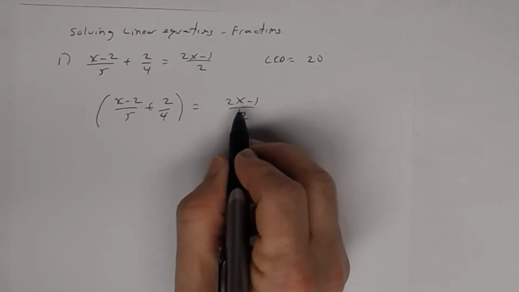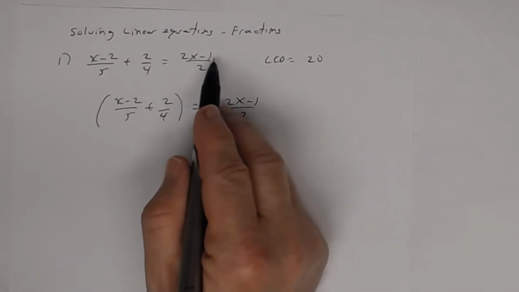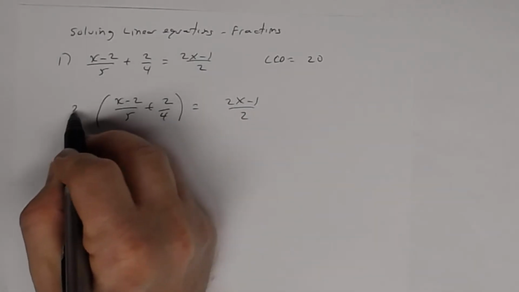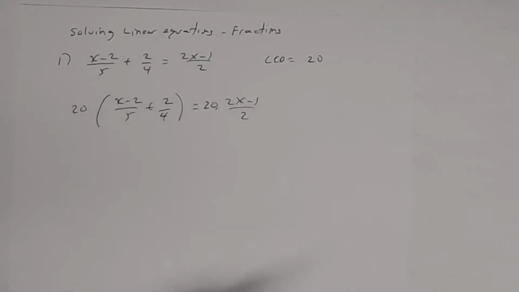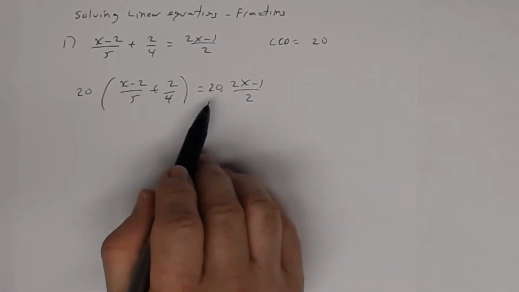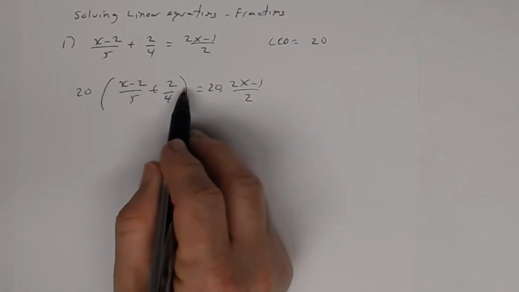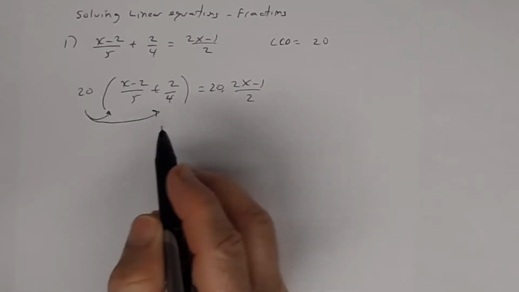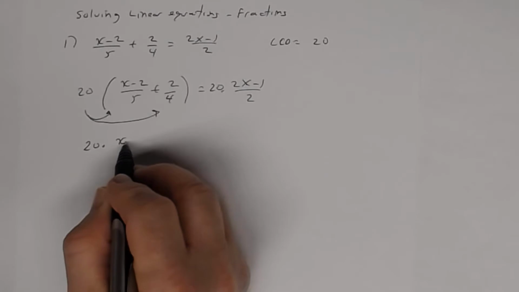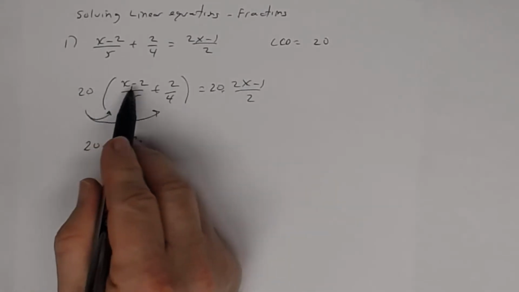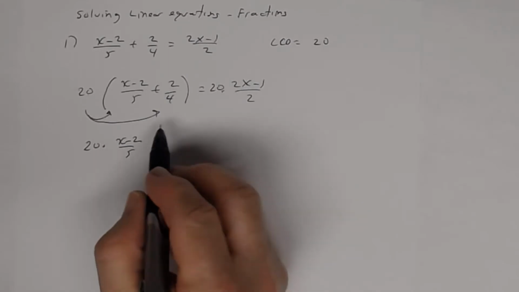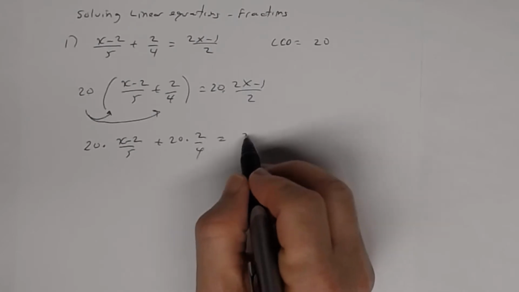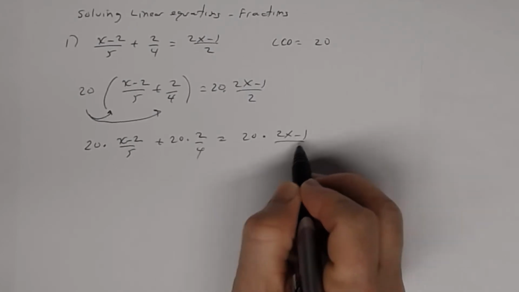Now, the right-hand side only has one fraction, so I'm not going to put that in parentheses at this point. But I do know that I've got to multiply both sides by 20. Okay? So what I do to one side, I do to the other. And then notice, though, I introduced some parentheses here. So now I've got to get rid of the parentheses by using the distributive property. So I get 20 times x minus 2 divided by 5, plus 20 times 2/4, equal, and let me leave this alone, 20 times 2x minus 1 divided by 2.